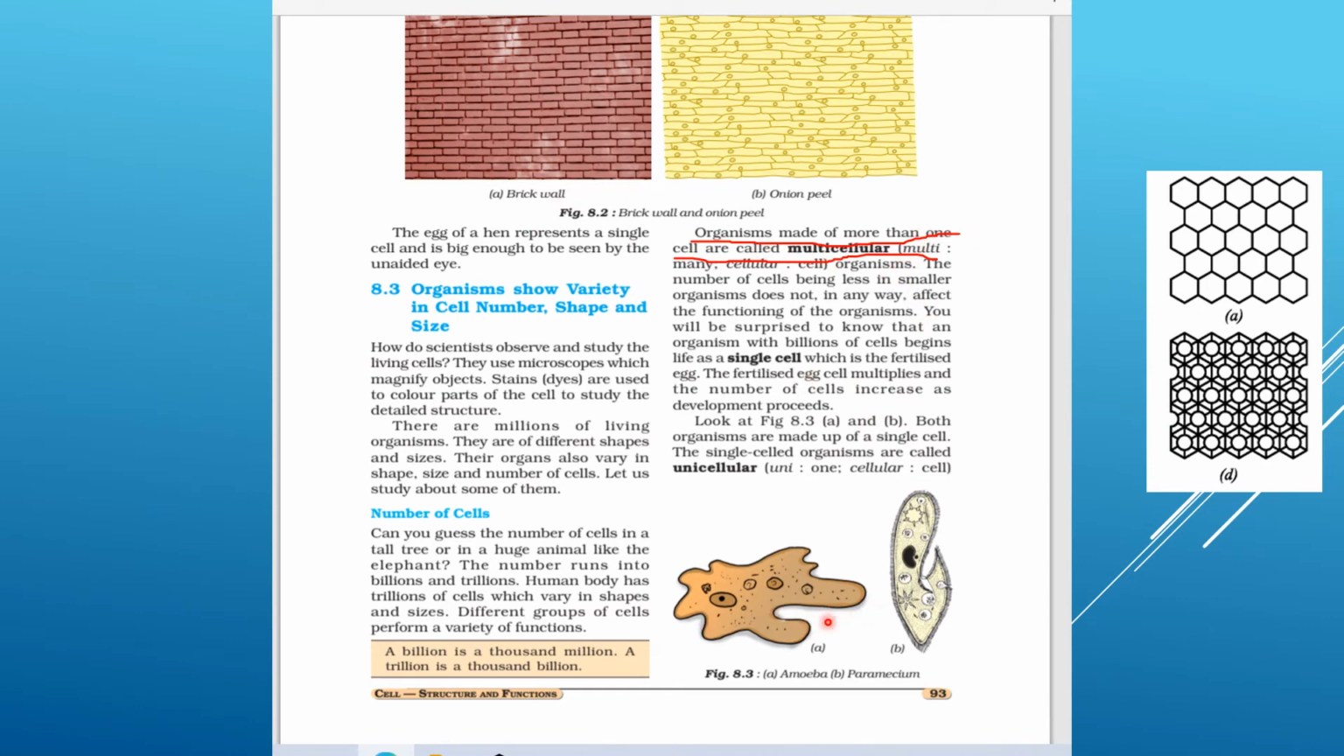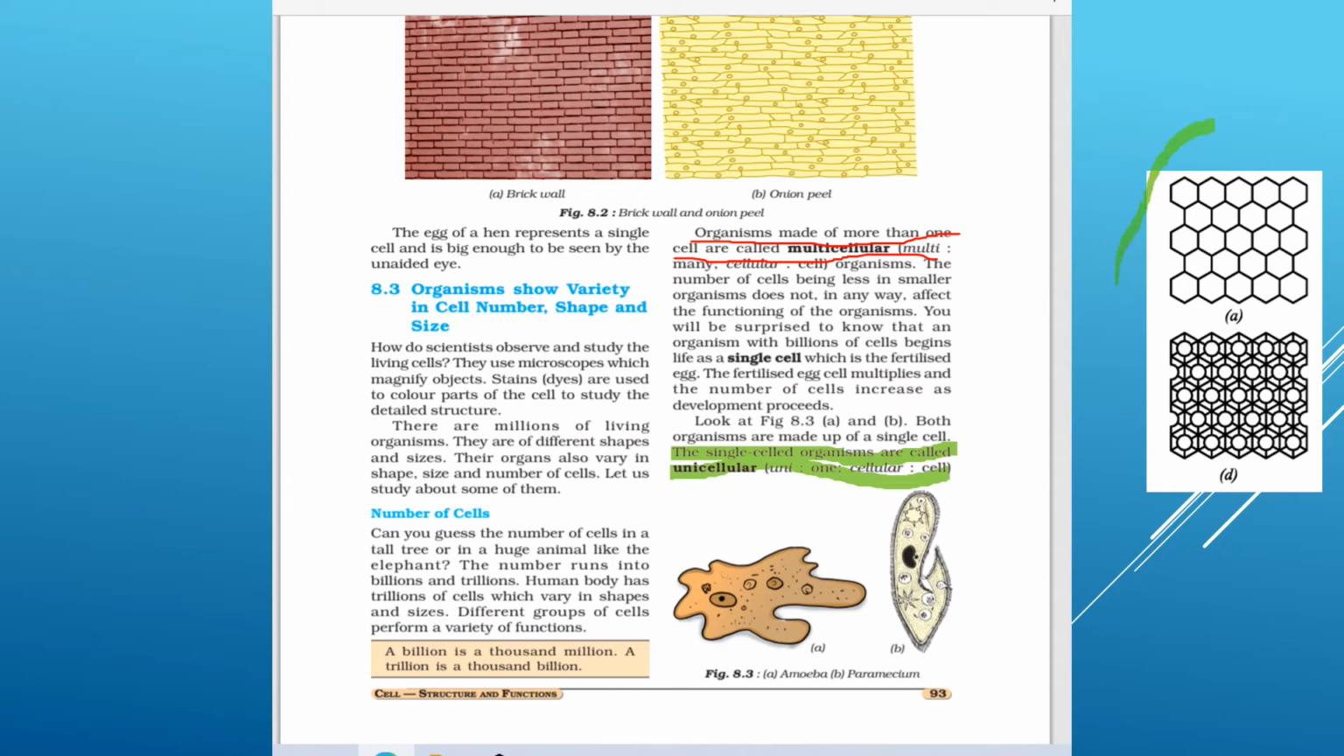Just see a diagram here related to amoeba and paramecium. These are unicellular organisms. Both are made up of a single cell. Uni means one. What are single cell organisms called? Just underline it: single cell organisms are called unicellular. Uni means one.